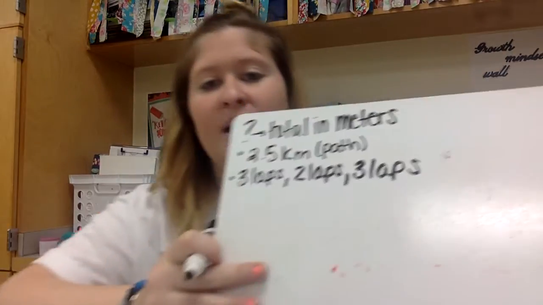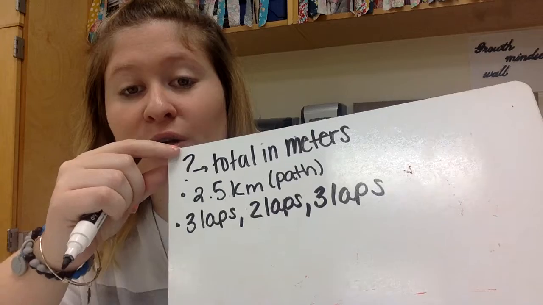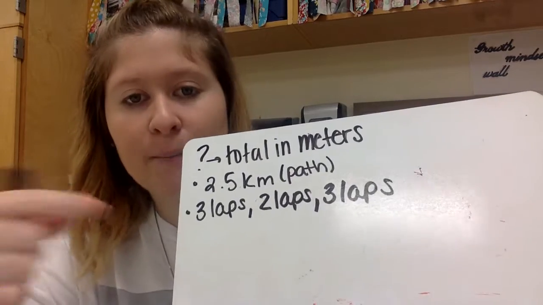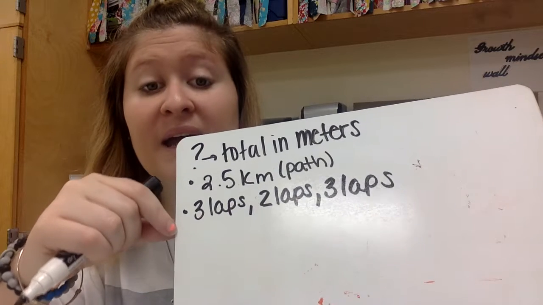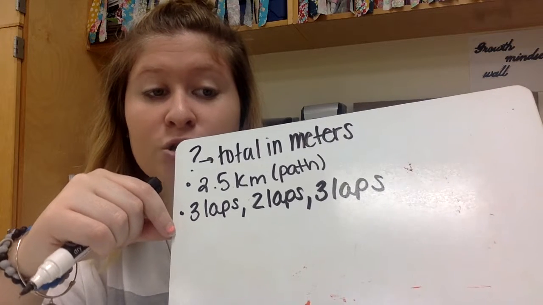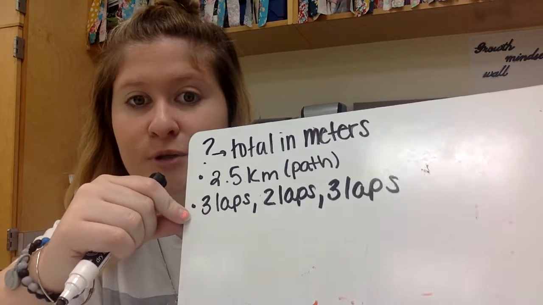So on Monday, he did 3 laps. On Tuesday, he did 2 laps. And on Wednesday, he did 3 laps. So far, this is how I have my problem set up. We're looking for the total in meters. 1 lap around his park track is 2 5/10 kilometers, and he's done 3 laps on Monday, 2 laps on Tuesday, 3 laps on Wednesday.